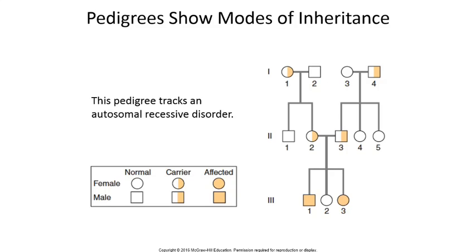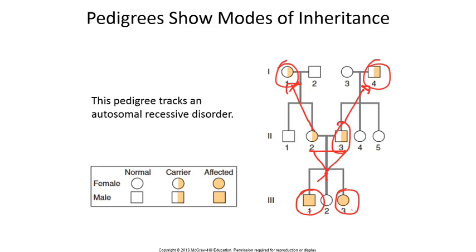Here, this couple has 2 kids that are affected. These parents were both carrying the gene, and these 2 kids got 2 copies of that recessive trait. This individual got it from his father, and this girl got it from her mother, in the form of the recessive trait, and they gave both copies to these two kids.